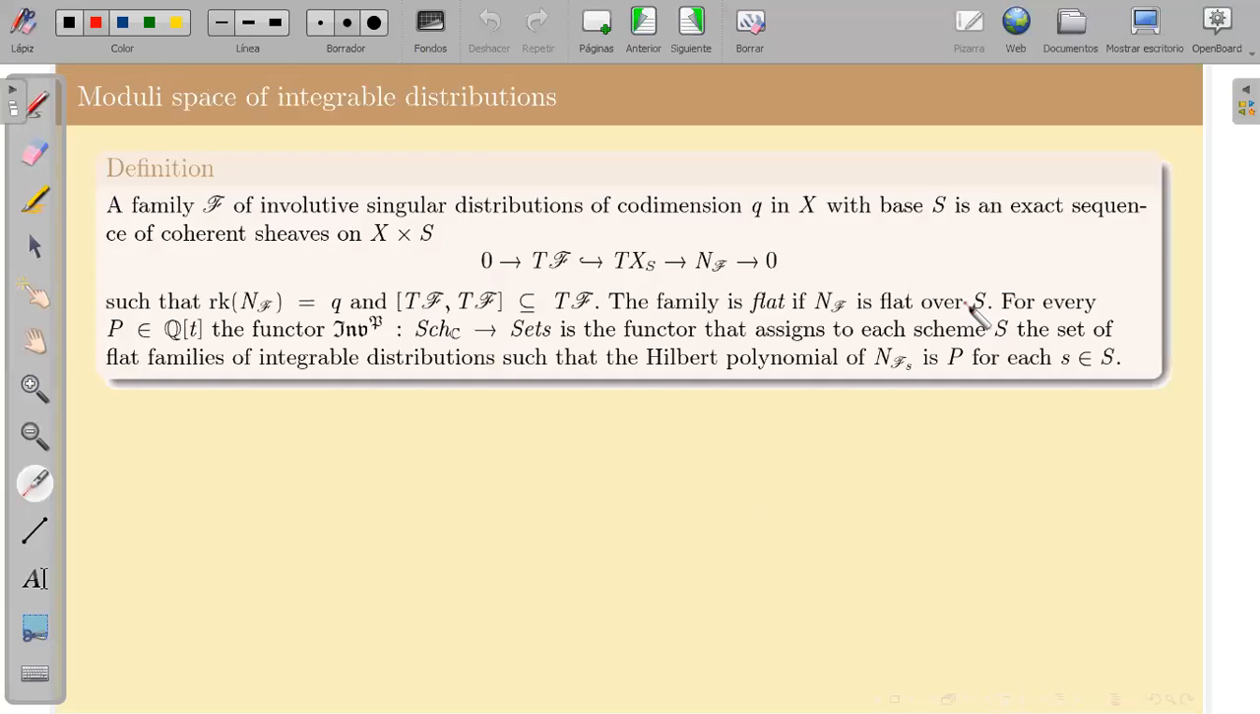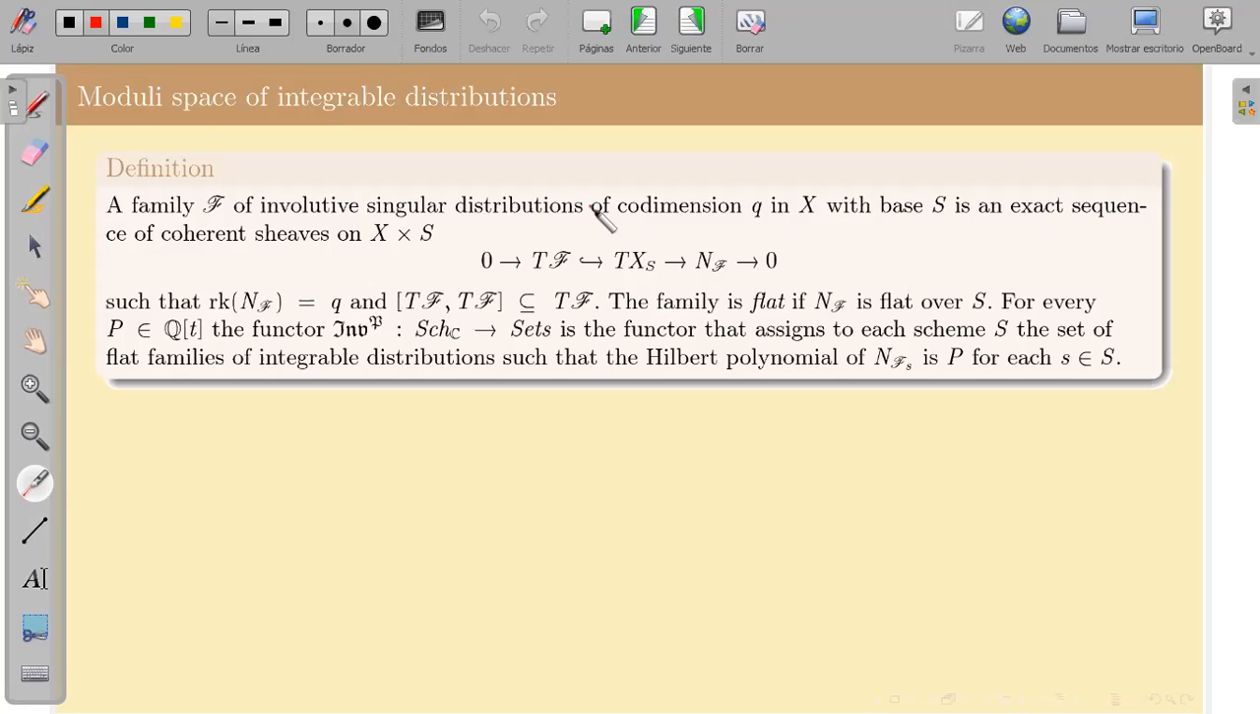So a family of singular involutive distributions of dimension q with base S is just the relative version of what we said for single distributions. Here, this is the relative tangent sheaf of X times S with respect to the projection to S. And the family is called flat if its normal sheaf is flat over S. So now that we have the definition of family, we can define the functor of families of distributions, which assigns to each scheme S the set of flat families of involutive distributions.